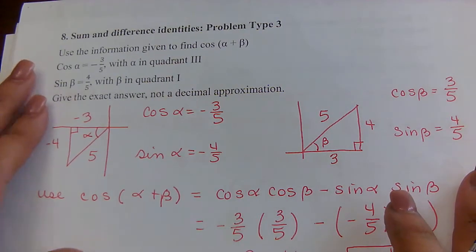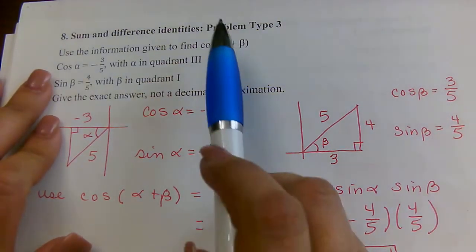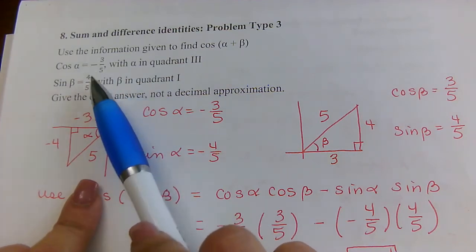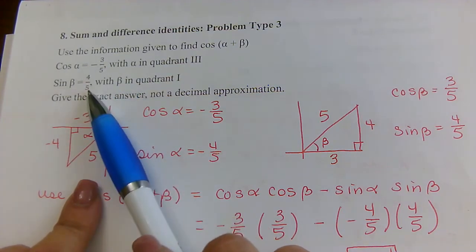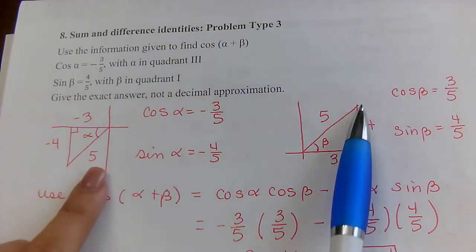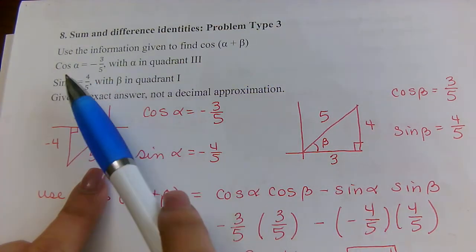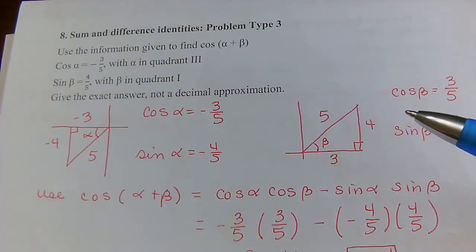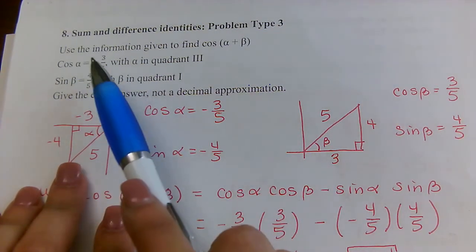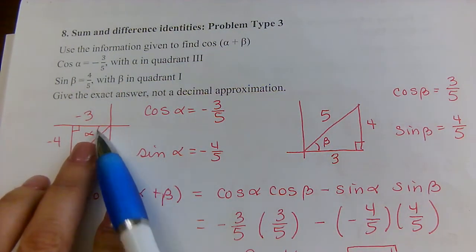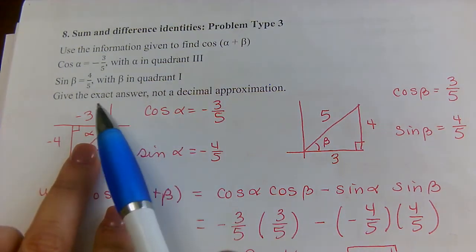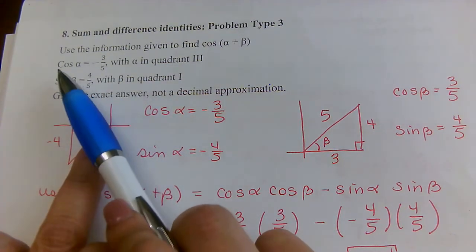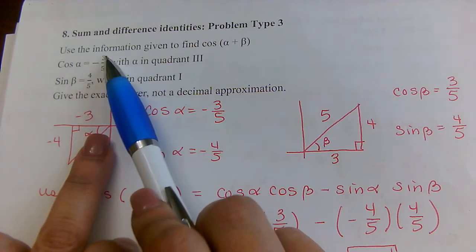All right, so number 8 is a type 3 problem. What you're doing here is you're going to be given 2 pieces of information. You want to make sure to draw your triangles in the correct quadrant. Make sure to stay organized on these problems because it's really easy for students to get mixed up. I'm going to start with alpha here. Here's my alpha. Quadrant 3, quadrant 1, 2, and 3. And I'm going to say cosine is equal to negative 3 over 5.